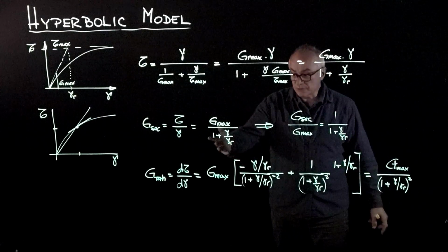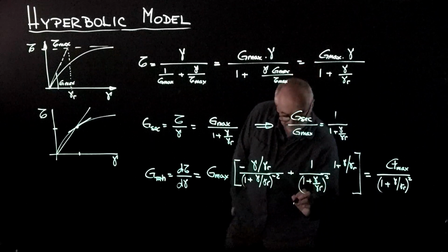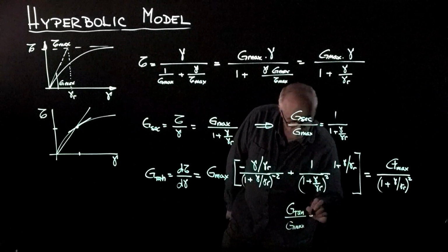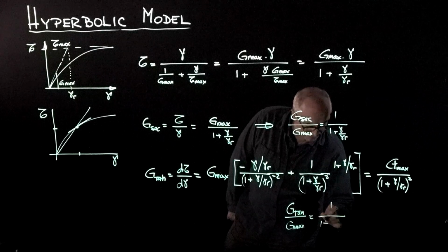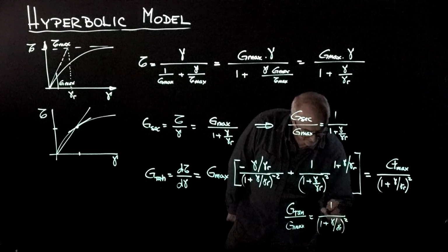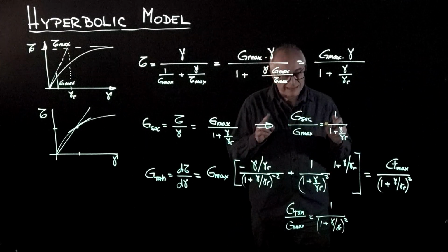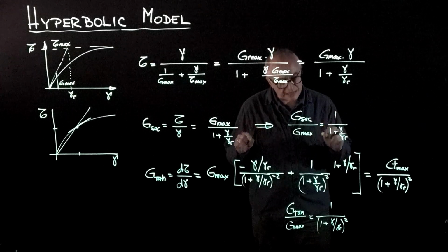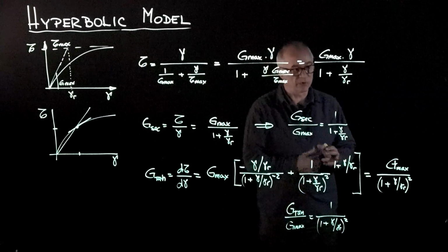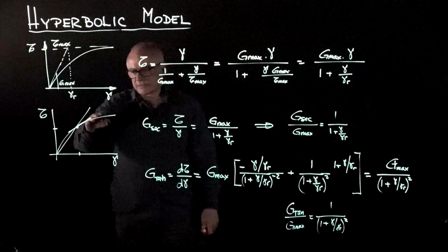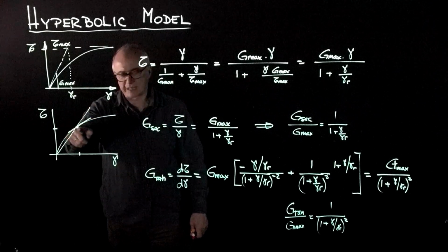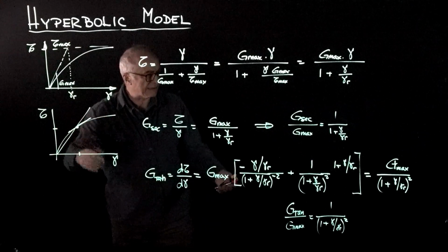I could also normalize G tangent by Gmax, to obtain 1 over (1 plus gamma over gamma reference) squared. And this is the modulus degradation curve predicted by the hyperbolic formulation for the tangent modulus. Going back to this figure, you can see that the tangent modulus has decreased faster than the secant modulus at any given point along the path, and indeed this is the case.